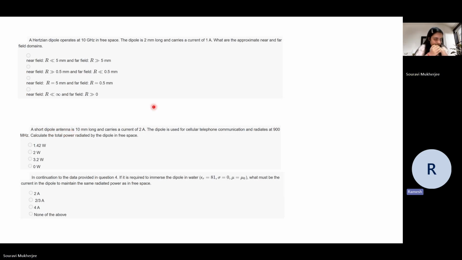Ma'am, one question. My wavelength I have calculated, it is 0.3 mm, lambda equal to C by F, and your dipole length is 2 mm. So I thought that far field region is greater than 2d square by lambda. Is it right, ma'am?